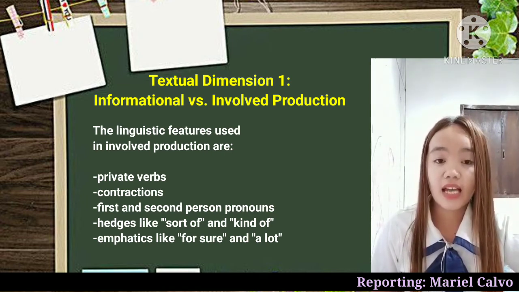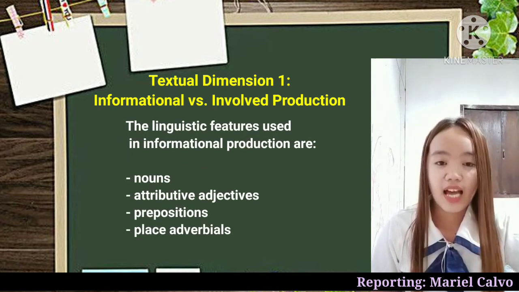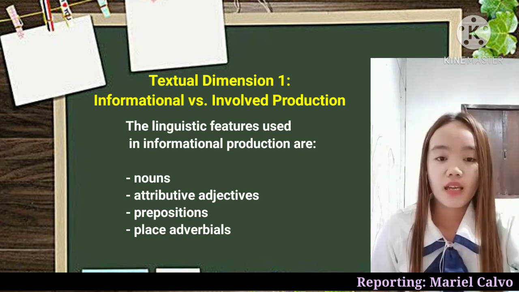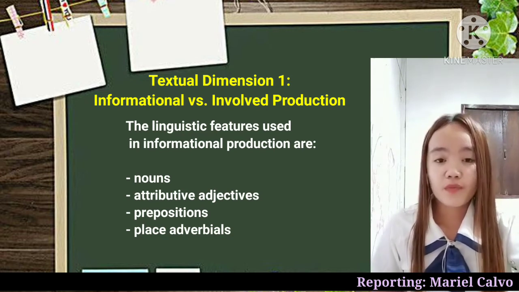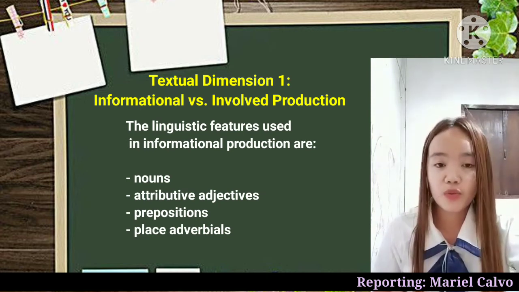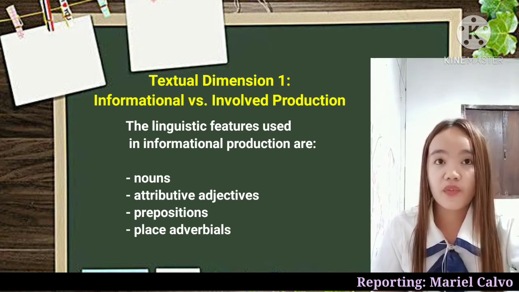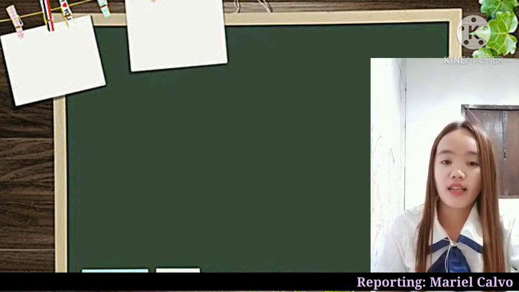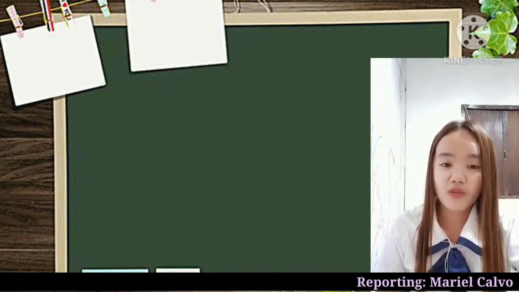On the other hand, a text may be considered informational if it has nouns attributed with adjectives, prepositions, and adverbs. Examples of informational versus involved productions are biographies, press reviews, fiction, professional letters, face-to-face conversations, and telephone conversations. So all these things are in line with informational versus involved production.